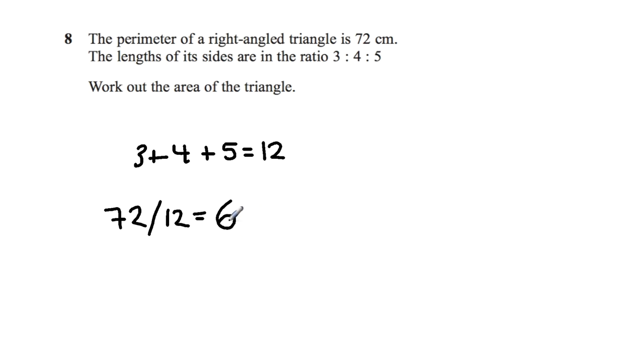So therefore, I'm going to multiply 6 times 3, which is 18. Four times 6, which is 24. And 6 times 5, which is 30. And bearing in mind that this is a right angled triangle, therefore the hypotenuse must be the longest length. So if I was to construct a right angled triangle right now, let's quickly do a rough sketch.